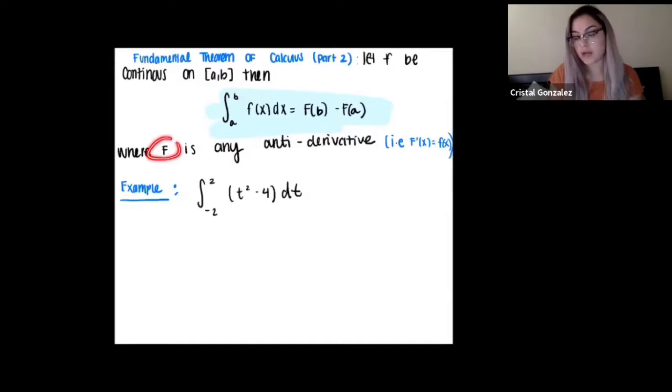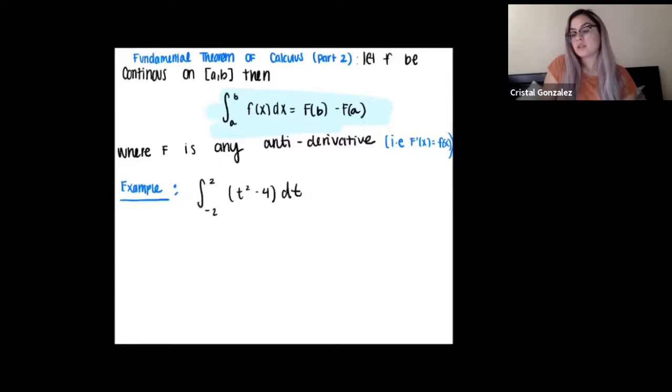And this is where capital F is any antiderivative, so that if we take the derivative of capital F of x, we get lowercase f. So we come back to our original function. So this isn't really anything new. We've been doing this for a while now, evaluating definite integrals. And so now we're just putting it into this theorem.